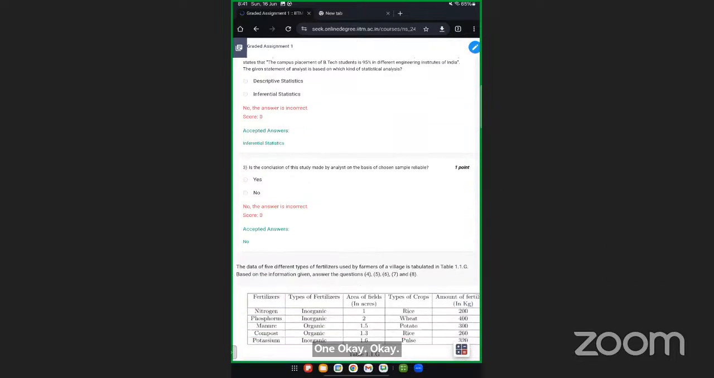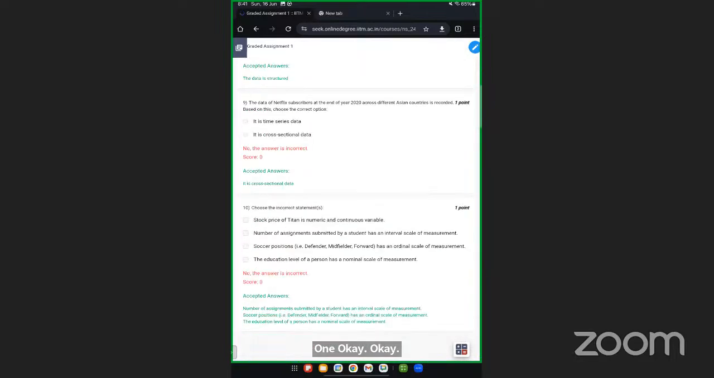So the last question. In the last question, for option C, I didn't understand how it is not ordinal, because if you actually see it, there's an order. The forward is in the front, the midfielder is in the middle, and the defender is behind. So there's complete order, and it's categorical as well because you can't perform any numerical operations. So I didn't understand how that statement is incorrect. Soccer positions has ordinal scale of measure.